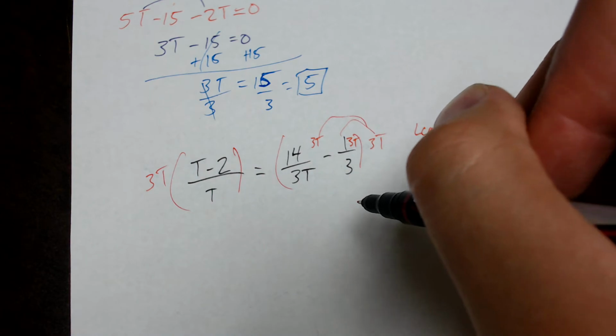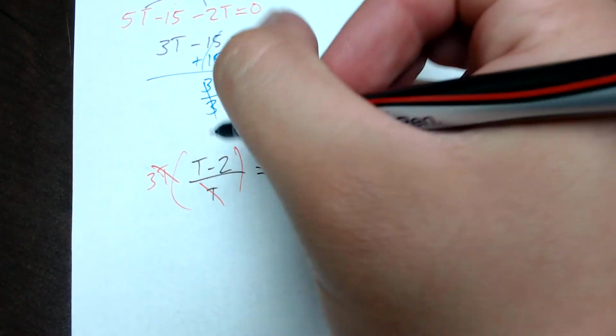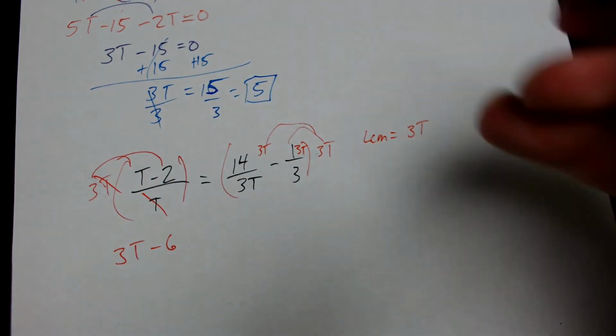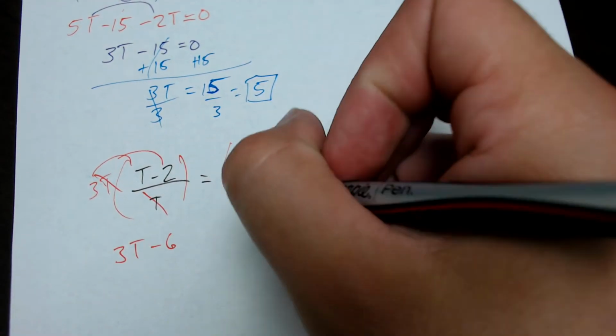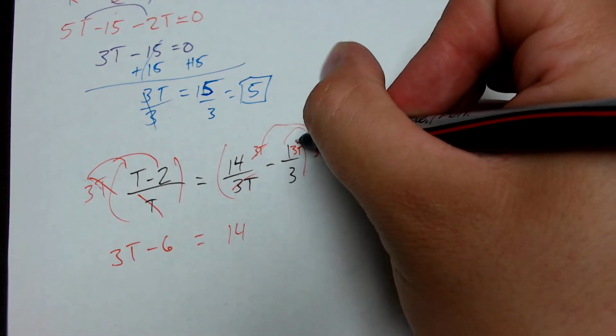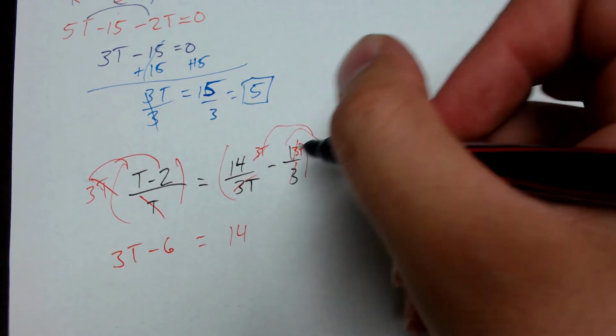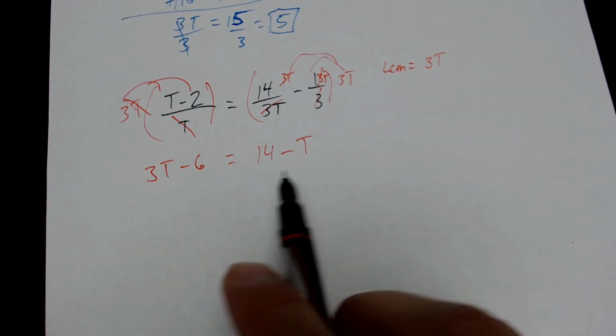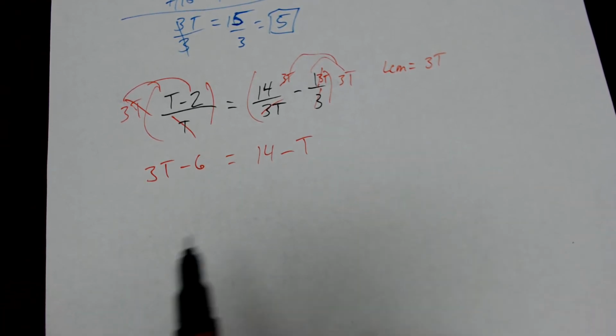Now when we multiply by 3t, here the t's cancel, giving us a 3 that distributes to give us 3t minus 6. Over here, the 3t cancels, and then we just have 14. And here, the 3 cancels, so negative 1 times t is just minus t. All right, so that's our new equation once we multiplied by the least common multiple.